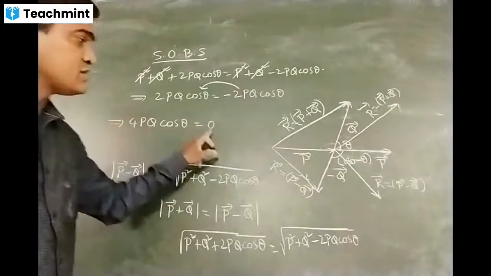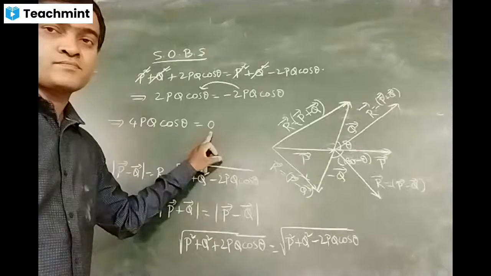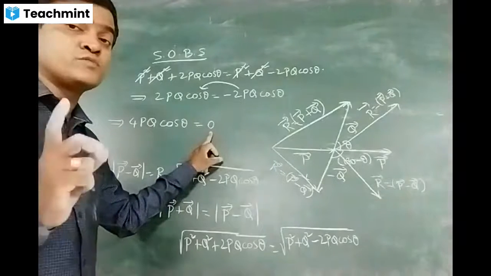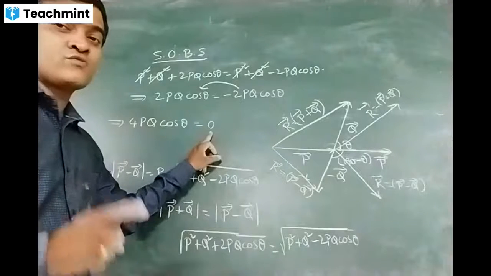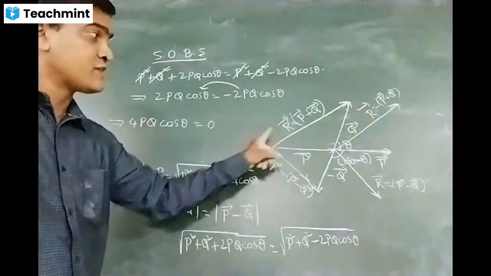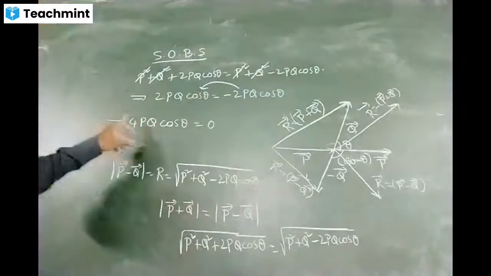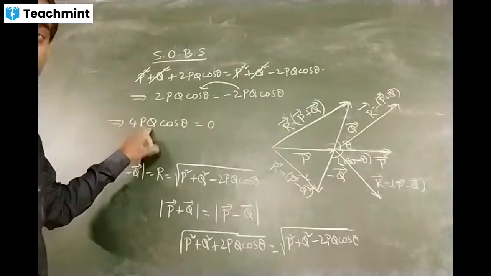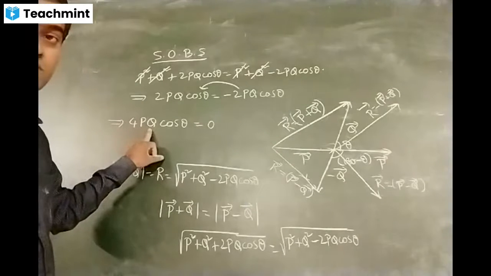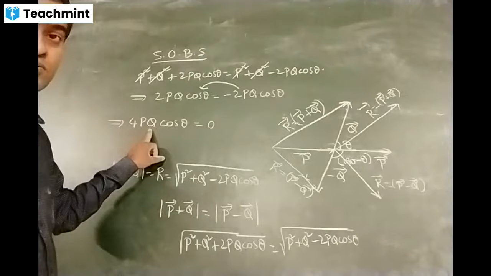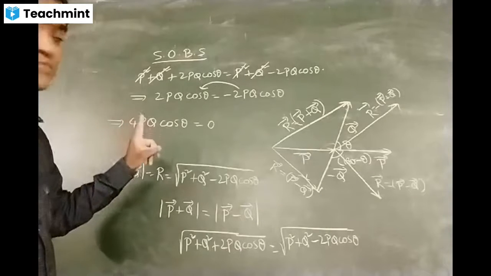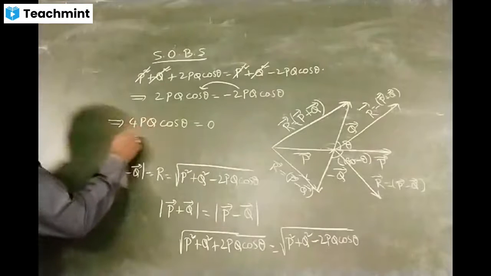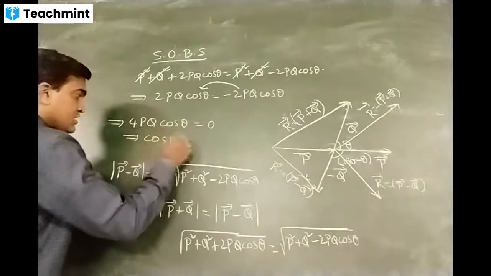Can p be equal to 0? Remember, if p is equal to 0, that should be a zero vector. Here I did not take the magnitude of p bar as 0. So the magnitude of p is not 0. What about q? Can q be equal to 0? No, sir. There is only one thing that can be equal to 0, that is cos theta. So from this I can write cos theta is equal to 0.